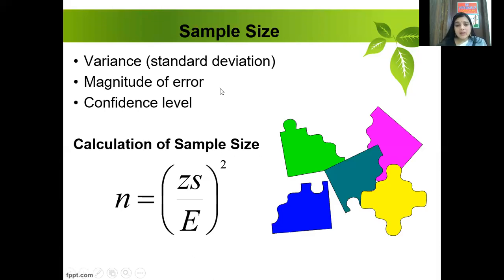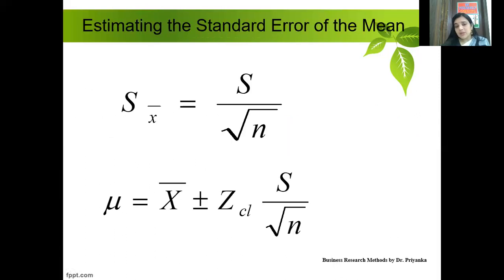Sample size is dependent on three major things: variance, or standard deviation, then the magnitude of the error you allow in your analysis, and then the confidence interval. This is also related to the error up to some point. So the calculation of sample size is n is equal to ZS divided by E, the whole squared. And this formula is derived from this particular equation here.